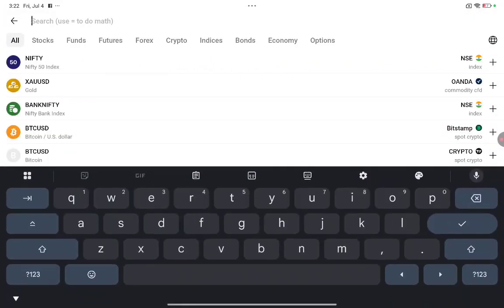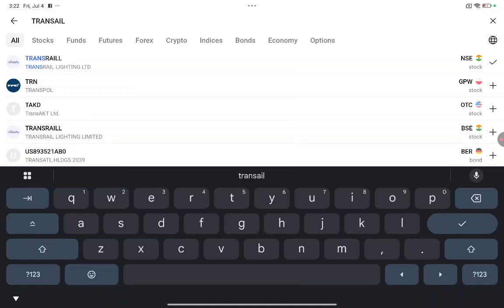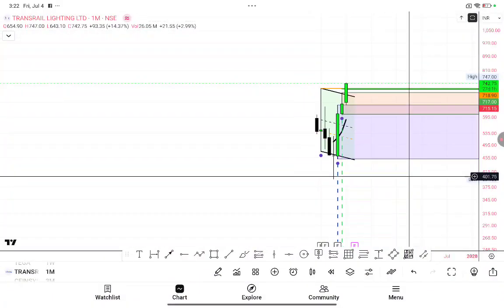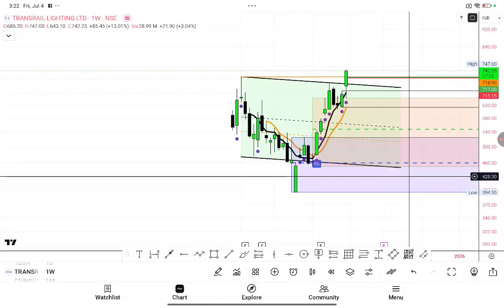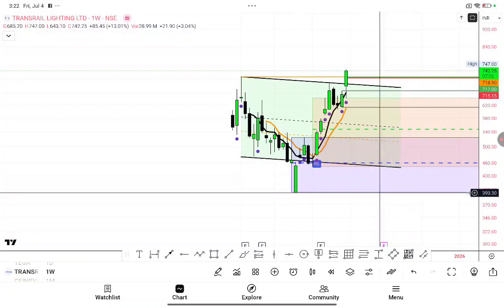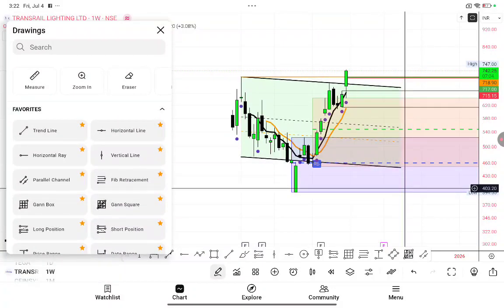I'll show you one more stock, not analyzing that, but I have taken an entry yesterday. If you see this stock is surging high. I took an entry yesterday, and you can see again these purple dots appear from my automated indicator.